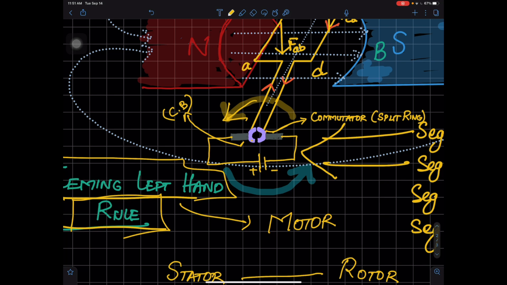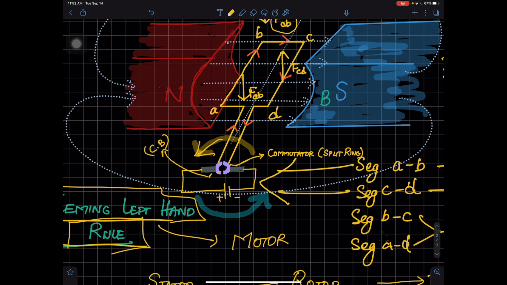So after 180 degrees of rotation, the carbon brushes will come in contact with the opposite side of the split ring. So now the current direction will reverse. Now if this does not happen, supposing you don't have a commutator or split ring, and you hard code it using some other mechanism, I will show you that picture later on when we discuss DC machines in a little more detail.